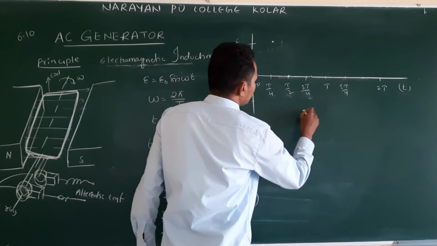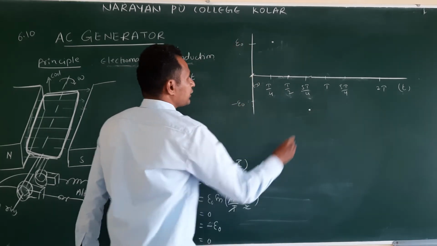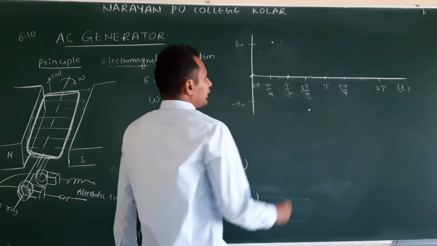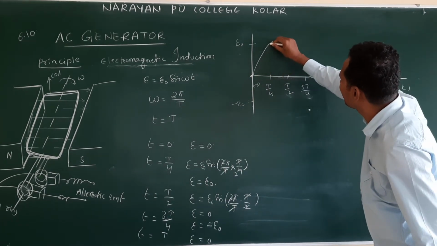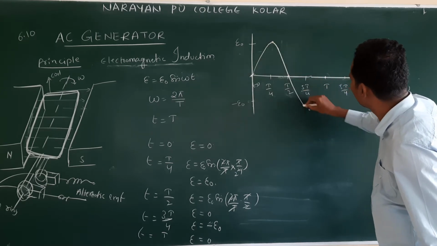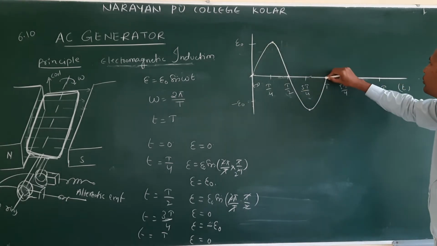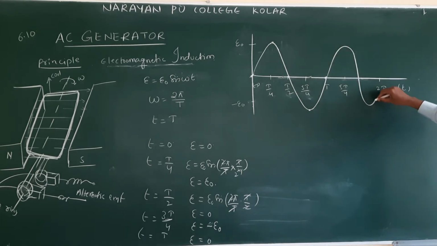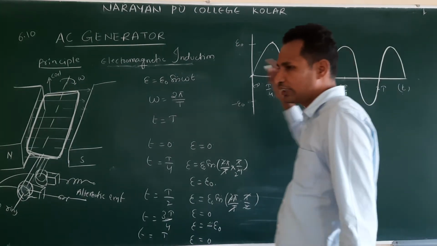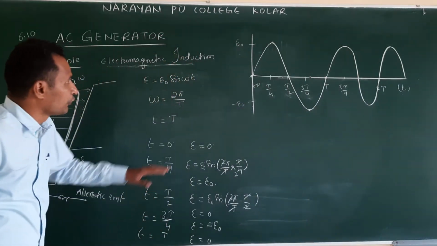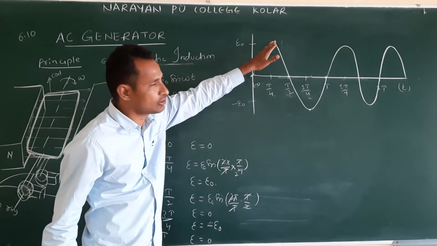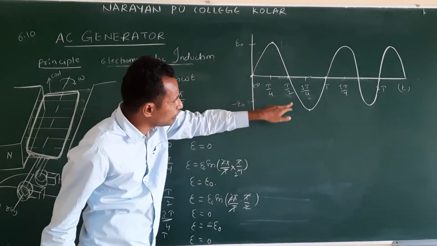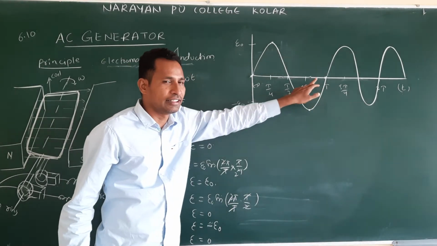Negative. Next T, 0. Next again, the same cycle will repeat. So if you continuously join this, next it goes like this. Continue, as it rotates, the EMF variation goes like this. Clear? First what happened? Over T by 2 seconds, positive EMF increased, then decreased, next negative EMF increased, again decreased.